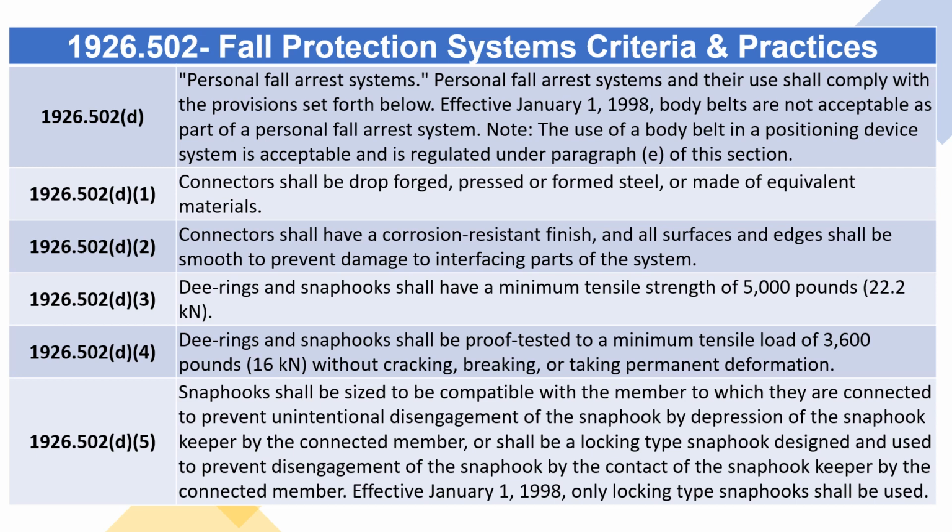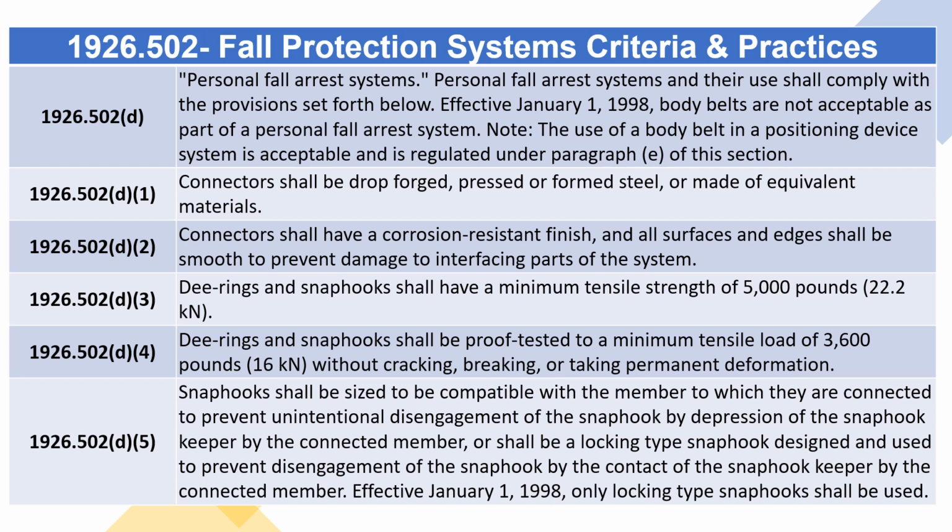1926.502(d). Personal fall arrest systems. Personal fall arrest systems and their use shall comply with the provisions set forth below. Effective January 1, 1998, body belts are not acceptable as part of a personal fall arrest system. Note: the use of a body belt in a positioning device system is acceptable and is regulated under paragraph (e) of this section.